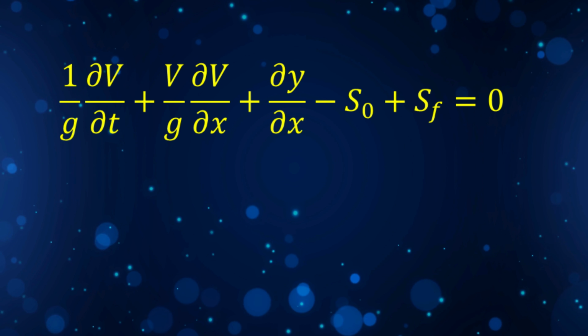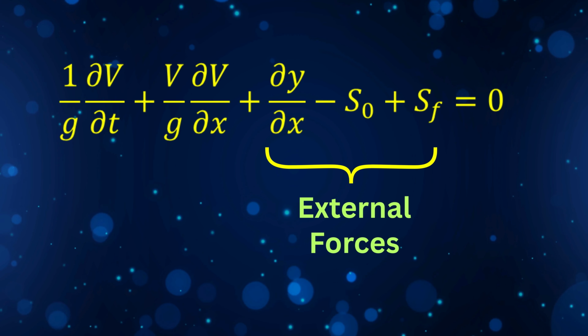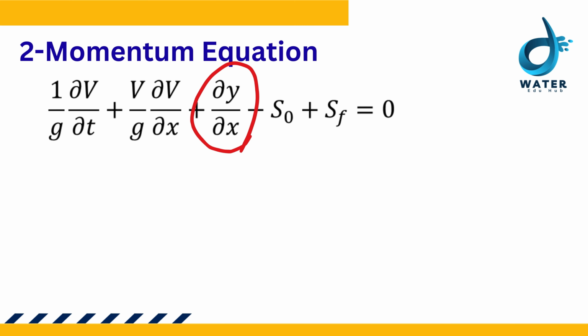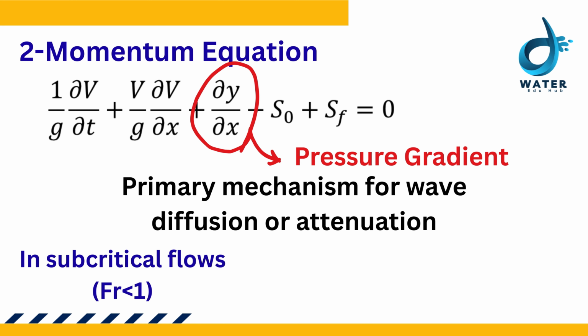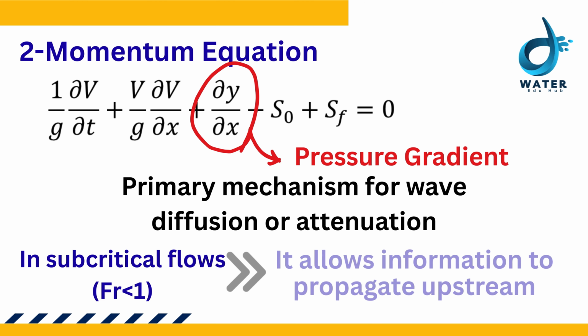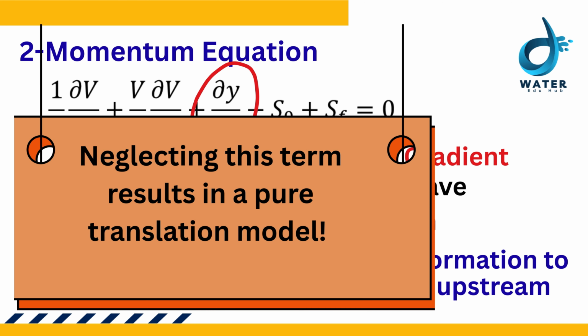The remaining three terms of the momentum equation represent the external forces acting on the fluid body. First is the pressure gradient. This term represents the longitudinal gradient of the hydrostatic pressure force. This is the primary mechanism for wave diffusion or attenuation. In subcritical flow, this term allows information to propagate upstream. Neglecting this term results in a pure translation model that cannot simulate the subsidence of a flood peak.